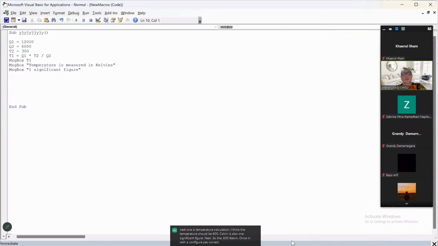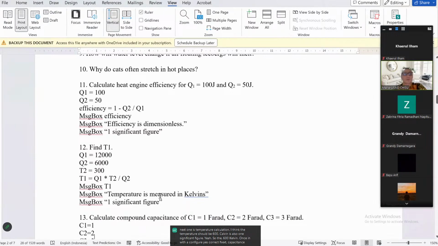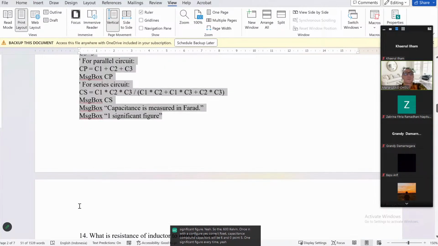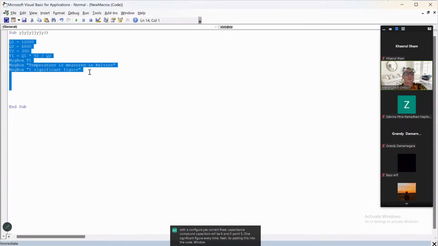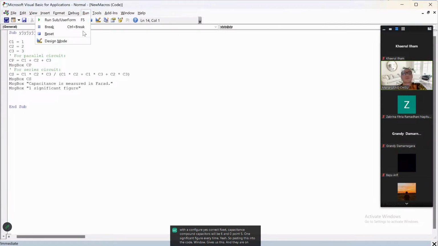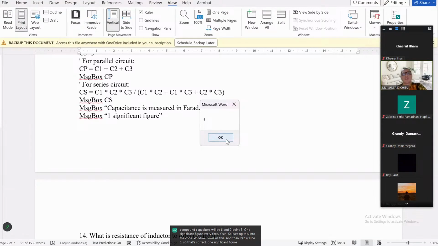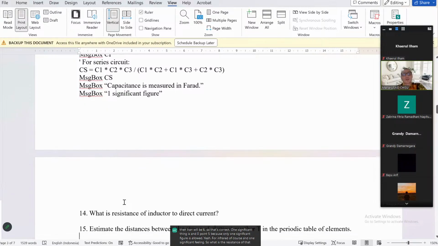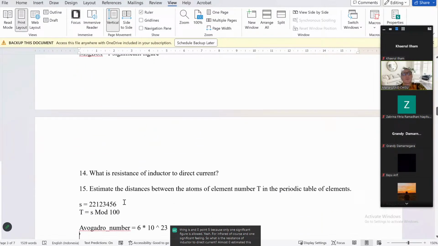Yes, correct. Next, capacitance. Compound capacitance will be 6 and 0.5, one significant figure every time. So pasting this into the code window gives us this, and I run it, so that's correct, one significant figure, and 0.5, because only one significant figure is allowed. And for infrared, of course, one significant figure. So what is the resistance of an inductor to direct current? Almost zero. Estimate the distance between the particles.